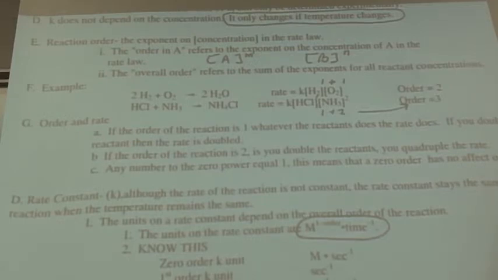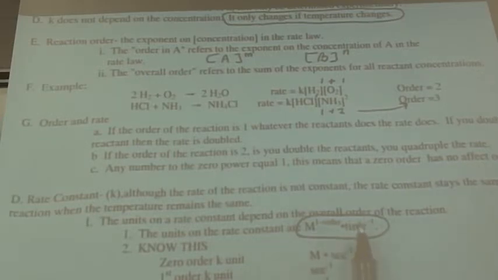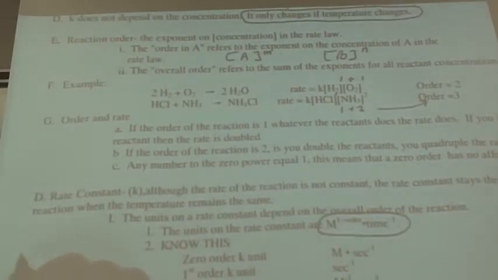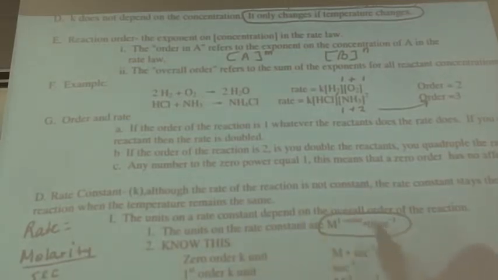Used to be, you had to memorize that a 0 order K unit is this, a first order K unit is that, a second order is this. Except that I found this little trick. Now, rate, for the most part, is in molarity per unit time, and generally it's seconds. The rate of any reaction is molarity per second. The rate law constant borrows this molarity.